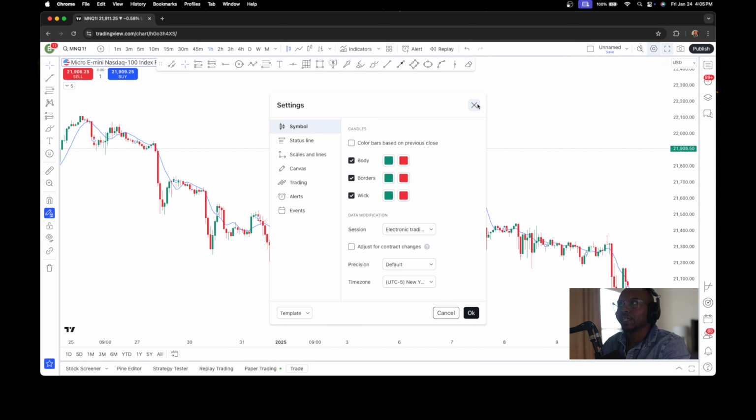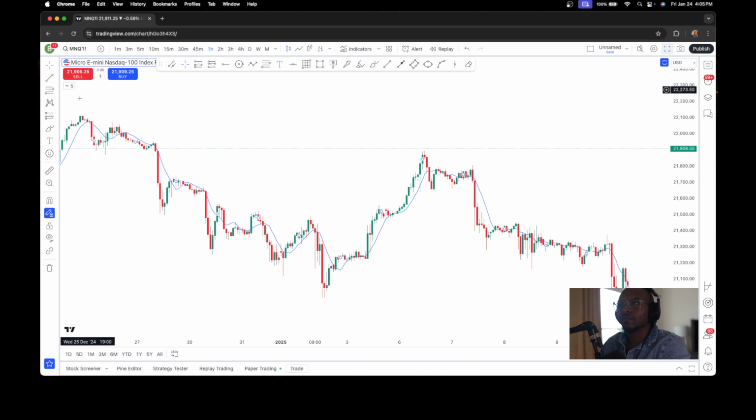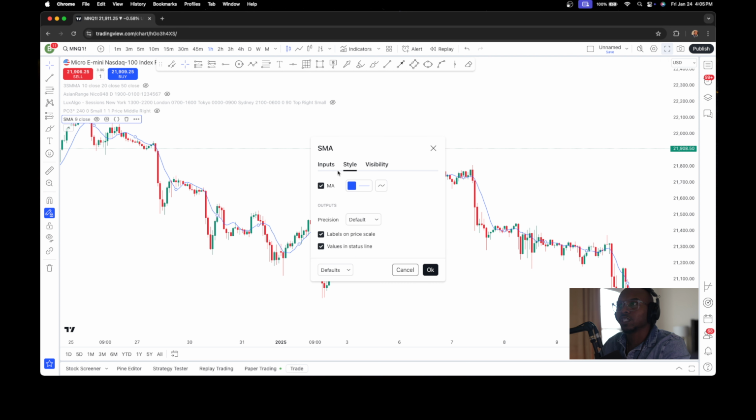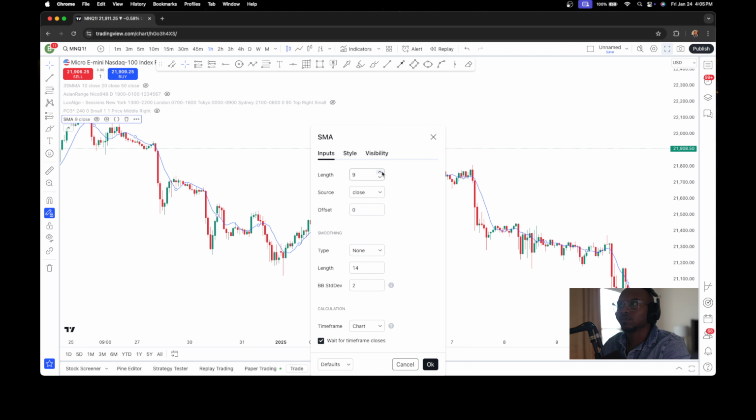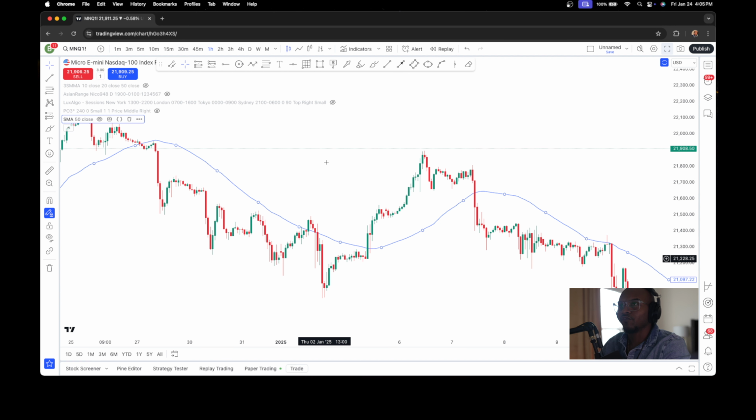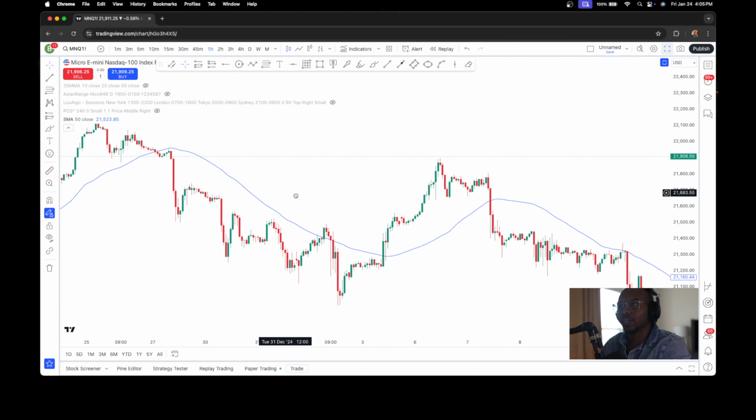What you can do is click on your moving average. You can find a moving average indicator at the top left. So right here is my simple moving average, and right now it's calculating the moving average of every 9 candles. So if you go to settings right here, then you can change it to whatever you like. So let's change it to 50. So now you can see this becomes a 50 candle moving average.